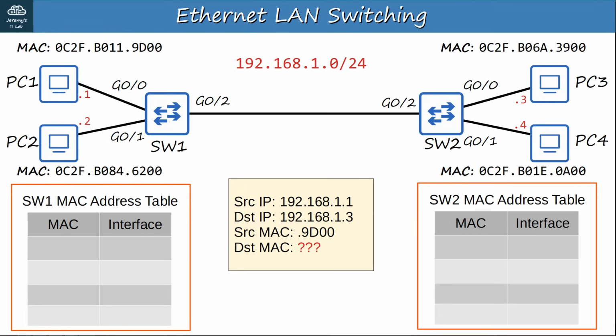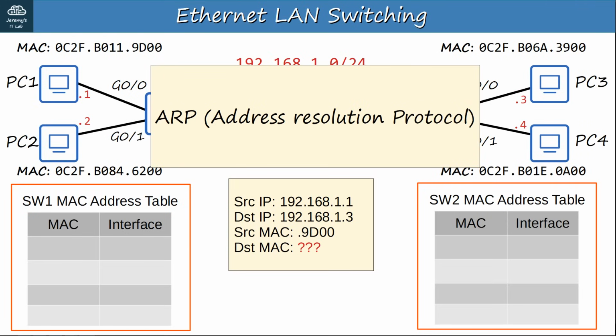When you send data to another computer, you enter the IP address, not the MAC address. So the user entered the IP address 192.168.1.3 as the destination, but PC1 has to discover PC3's MAC address by itself. Remember, these switches are layer 2 devices. They don't operate at layer 3, so they need to use MAC addresses, not IP addresses. So PC1 wants to send this Ethernet frame to PC3, but first it has to learn PC3's MAC address. To do so, it uses something called ARP, the Address Resolution Protocol.